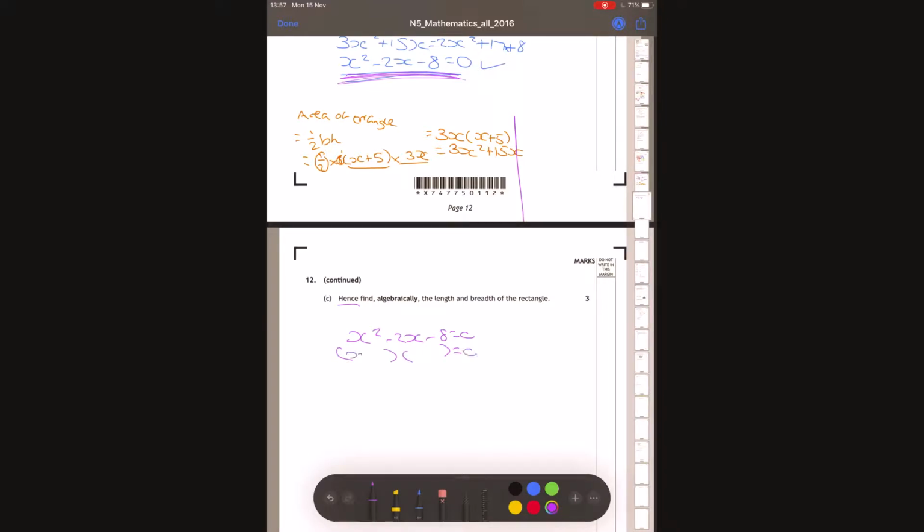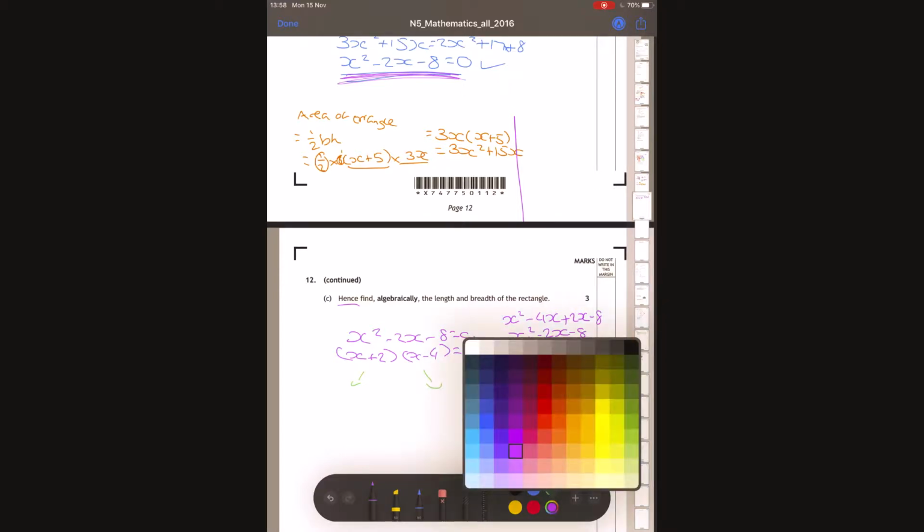So I'm going to do x and then x. Then I'm going to do 4 and then 2. I'm going to do negative 4 plus 2. Check that out the side. So then we have x squared minus 4x plus 2x minus 8, x squared minus 2x minus 8. We know that's correct. So, take it down.